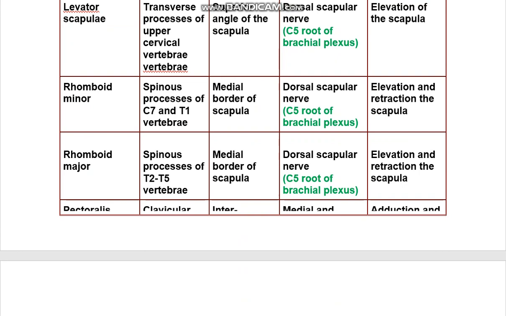Now, the rhomboid major, pretty similar. The rhomboid major is going to be attached to the spinous processes of T2 to T5 vertebrae, and also to the medial border of the scapula. Rhomboid major will be innervated as well by the dorsal scapular nerve, just like the levator scapulae and rhomboid minor. And the dorsal scapular nerve is part of the C5 root of the brachial plexus. Just like the rhomboid minor, the rhomboid major is going to elevate and retract the scapula.